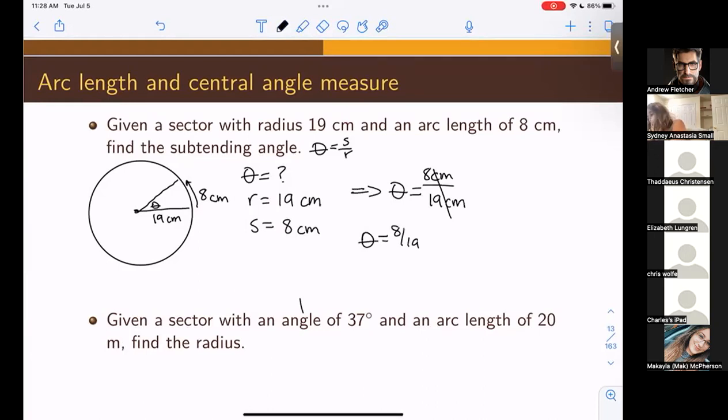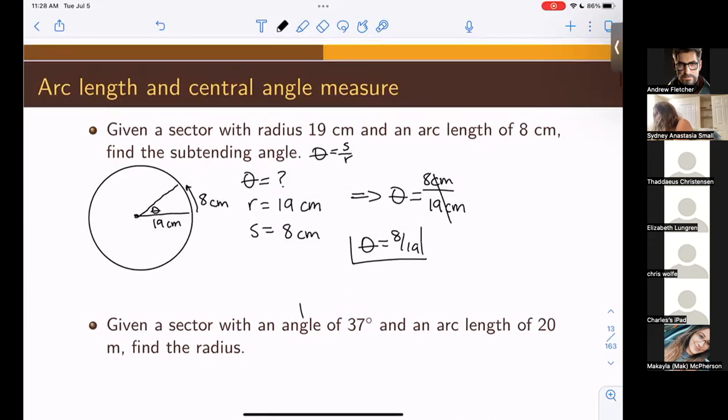You could also plug this into your calculator to solve 8 divided by 19. I don't feel the need to do that because 8 over 19 is already a pretty nice answer, but you could plug this into your calculator if you want to.